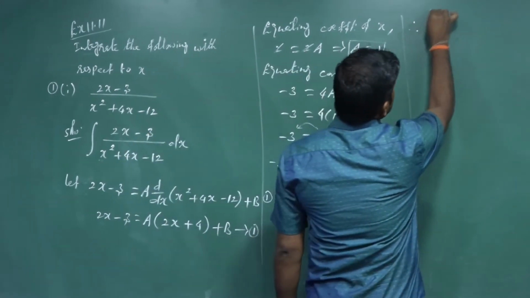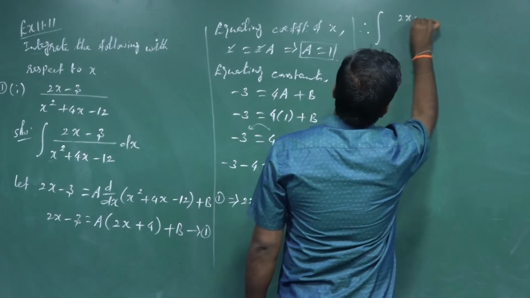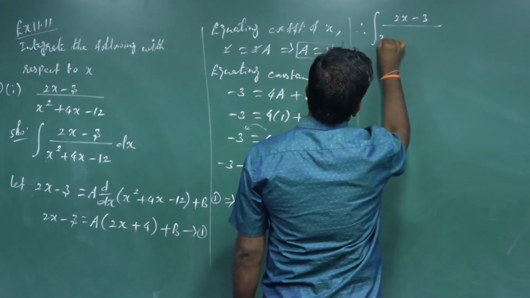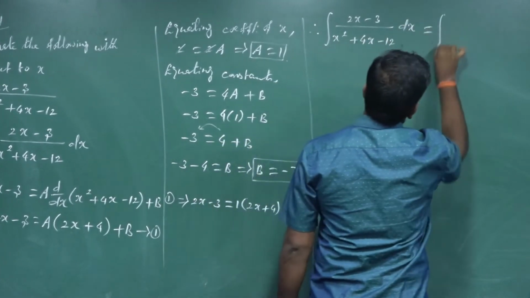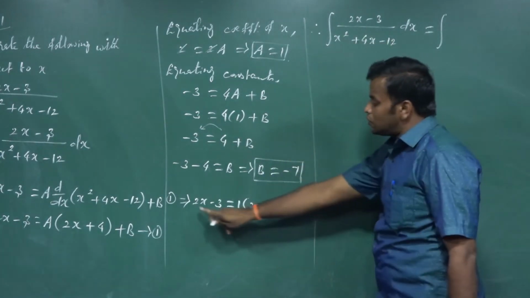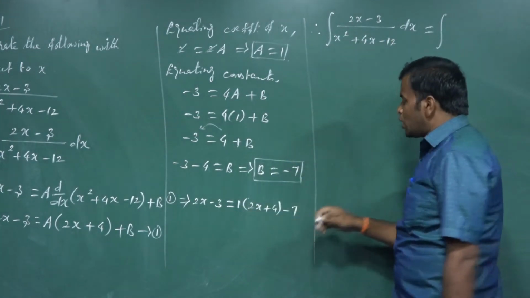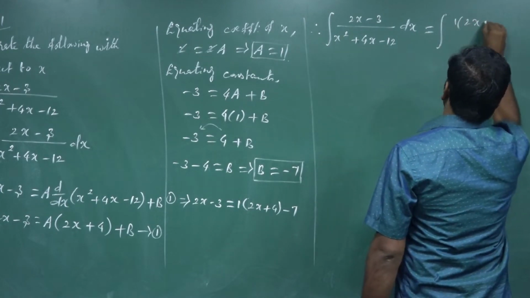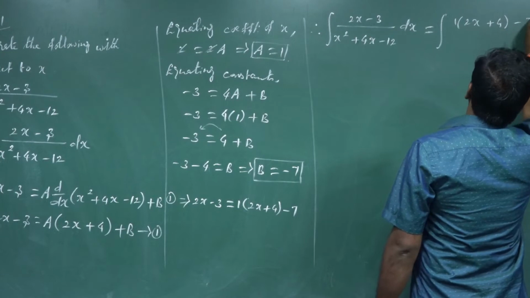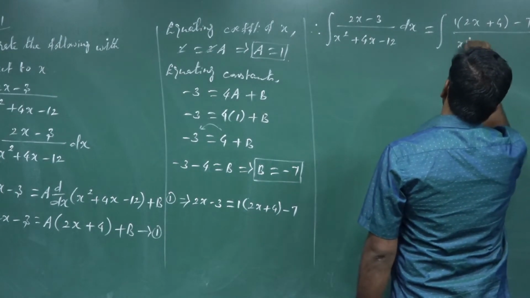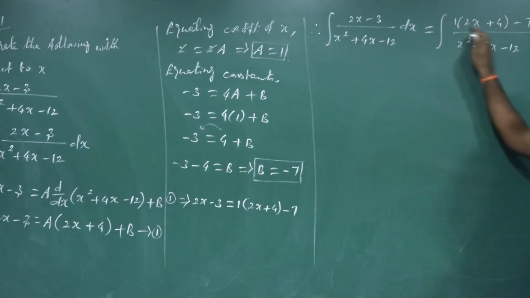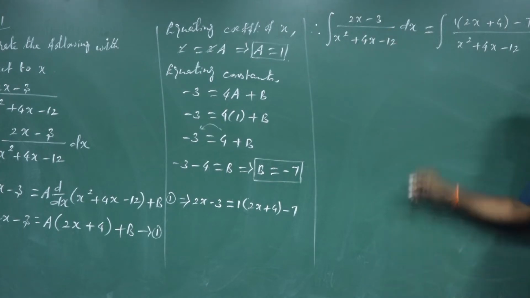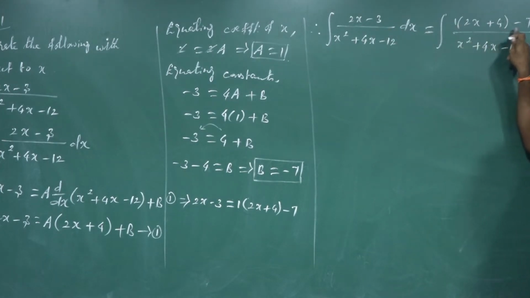Therefore, how to change the given sum? Integrating 2x minus 3 divided by x square plus 4x minus 12 into dx is equal to integrating the value of 2x minus 3, which is just 1 of 2x plus 4 minus 7, whole divided by x square plus 4x minus 12 into dx. We simplify that one, we get exactly 2x minus 3. We multiply 1 inside, 2x plus 4 minus 7, 4 minus 7, minus 3 automatically will come.